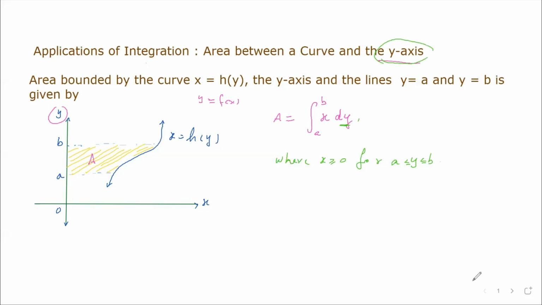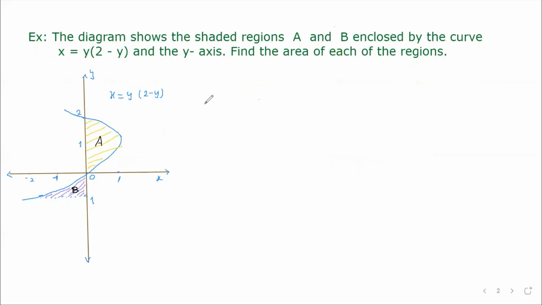Now let's see an example. I will give you a couple of examples. First one says the diagram shows the shaded regions A and B enclosed by the curve x equal to y squared minus y, and the y-axis. Now find the area of each of these regions. That means we have to find the area of A, the yellow shaded area here, and the purple part, the area of B. Okay, so now we find the area A first.